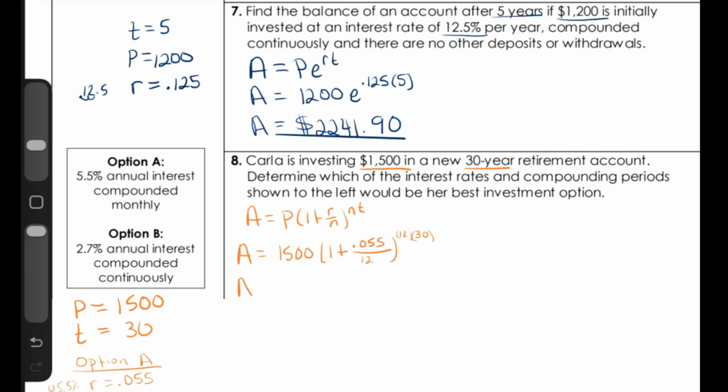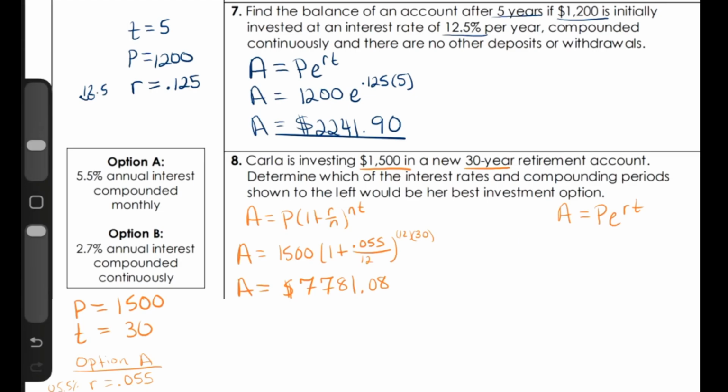If we were to plug all this into the calculator, we should end up with $7,781.08. Now, option B is telling us that it's a 2.7% annual interest, but it's compounded continuously. So since it's saying that it's compounded continuously, our formula for option B is A is equal to P times e to the power of rt. So here, we don't have an n to use, and the only thing we really need is our rate.